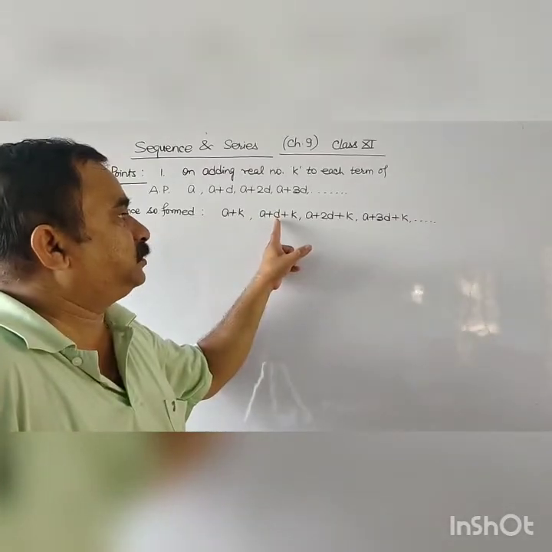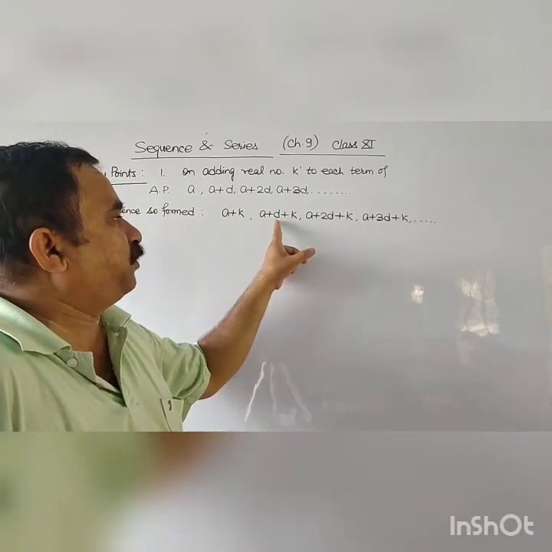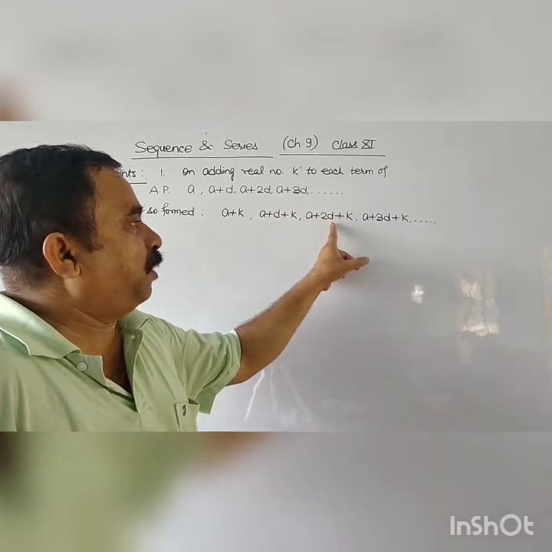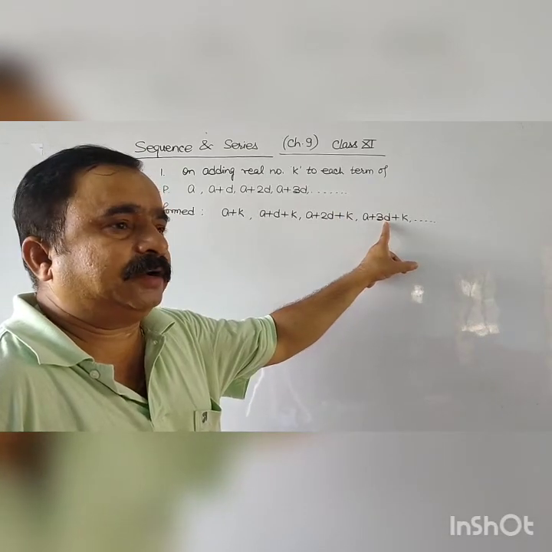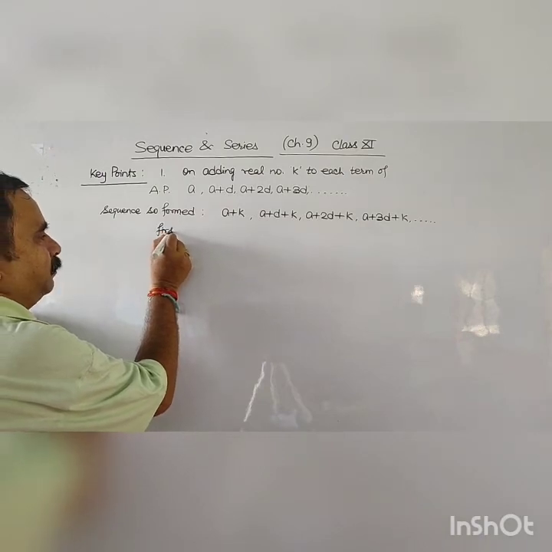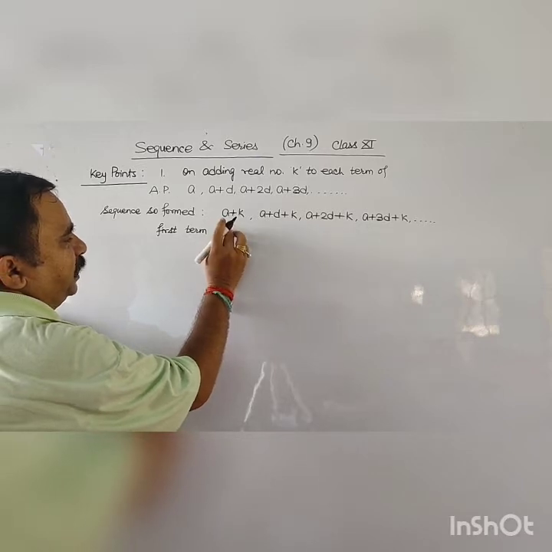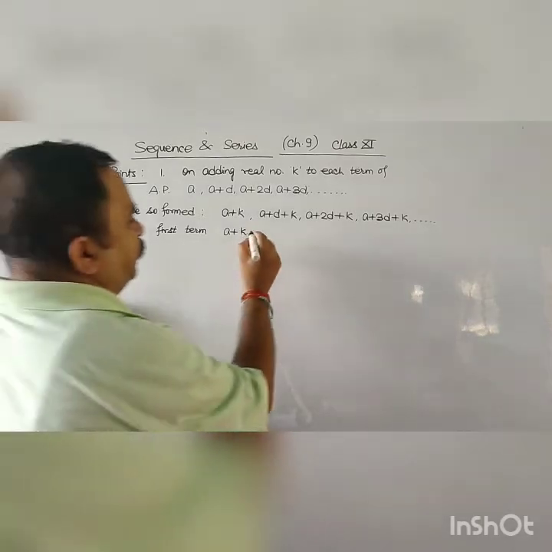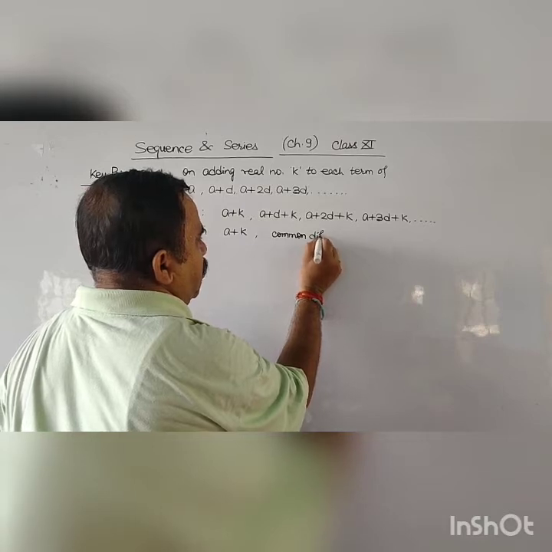So when we subtract this term from this, it will remain D. This term from this, it will remain D. This term from this, it will remain D. So what will the first term be? Let the first term be A plus K, and the common difference D.